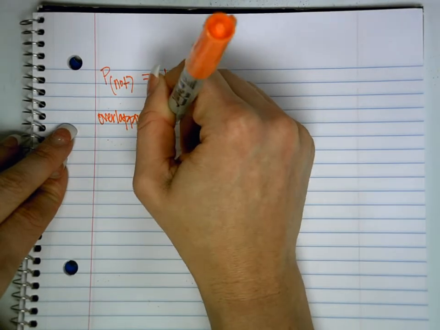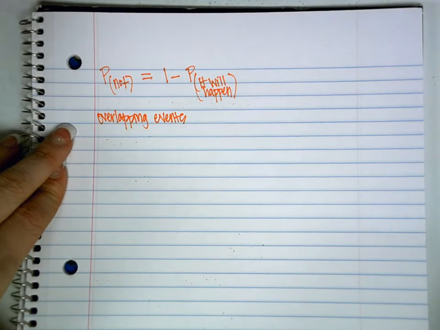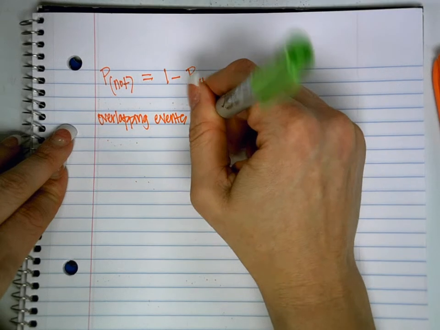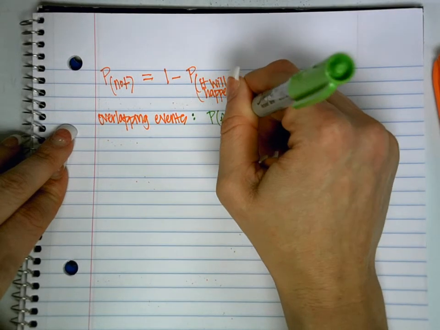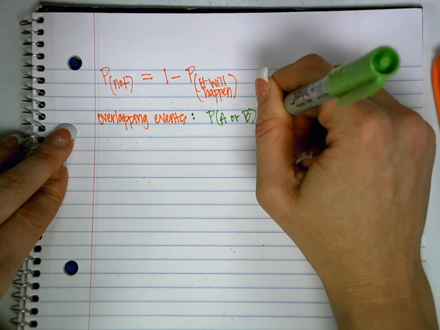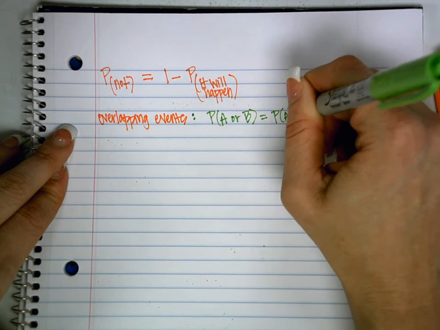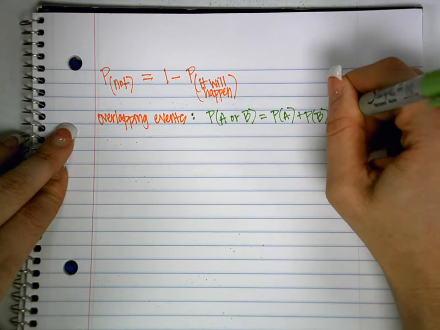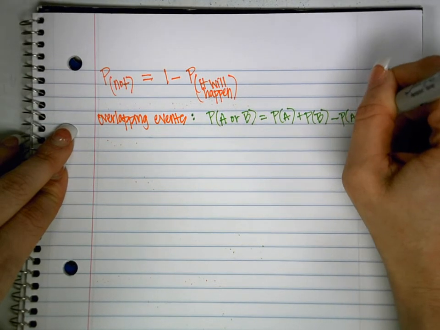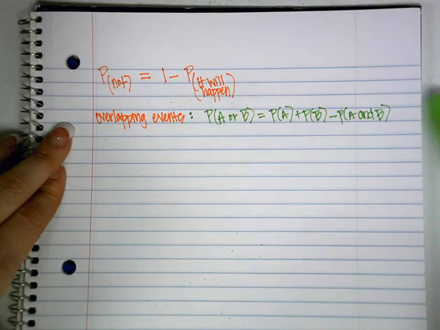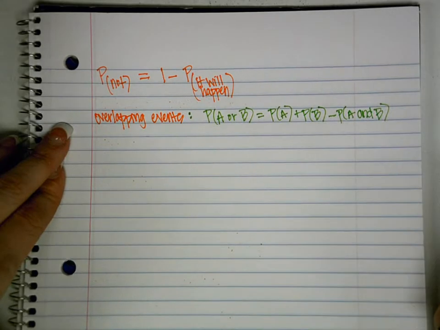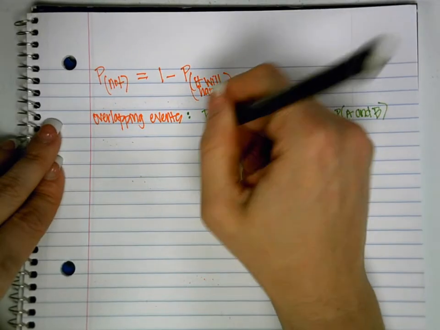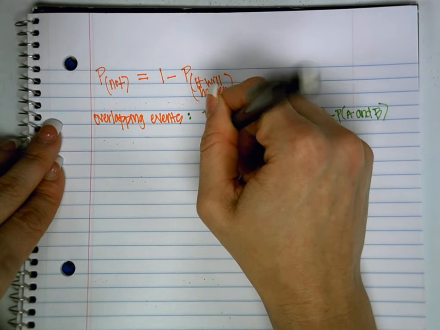Overlapping events. And for overlapping events, the formula is probability of A or B is equal to the probability of A plus the probability of B minus the probability of A and B. So an overlapping event is something like, what's the probability that if I picked one name in this class, it would be a girl or a sophomore?